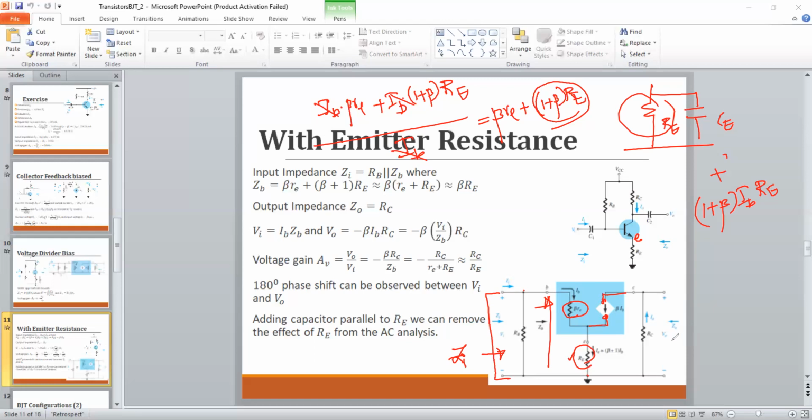Once you see it from the output side, Z out would be just RC. There won't be any impact from RE because this is simply open. When you set your input to 0 volt, the base current is 0, so there won't be any current source here. So once you evaluate the output impedance from this output side, RE simply vanishes because this is an open circuit, and only RC appears at the output, so the output impedance is simply RC.